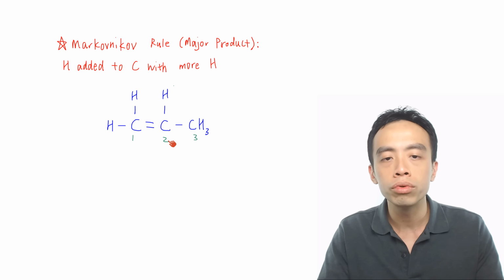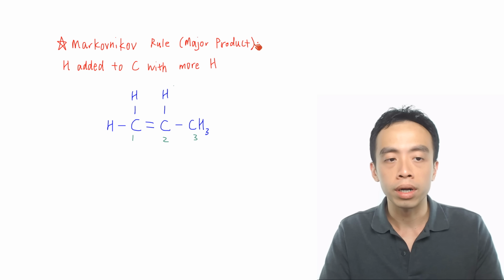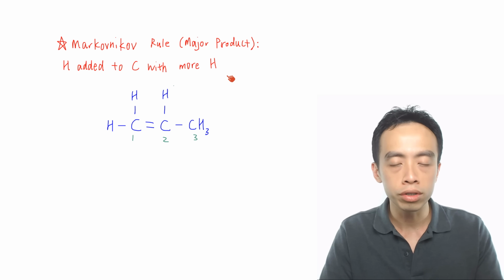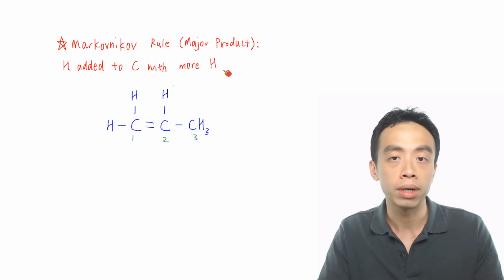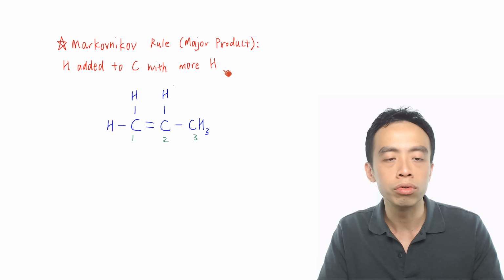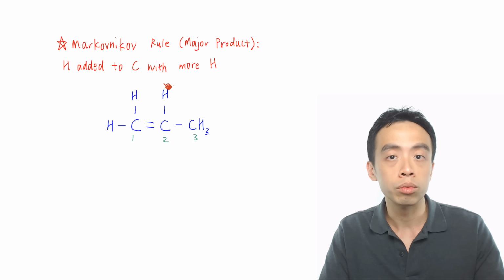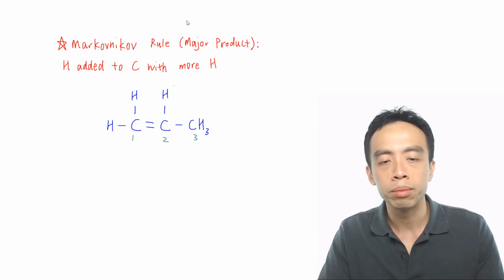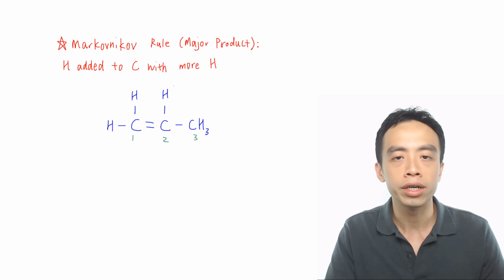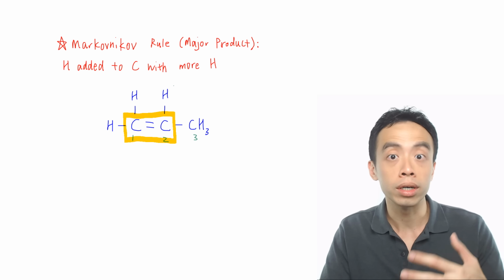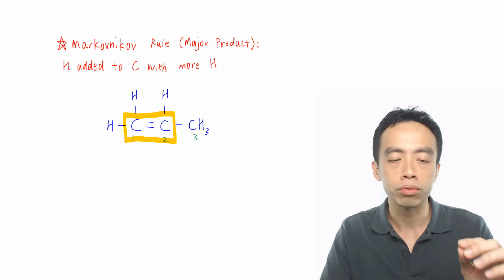Now, the Markovnikov rule says that for our major product, the hydrogen will be added to the carbon with more hydrogens. This rule is actually very easy to apply. Sometimes we call this the rich gets richer rule, because the carbon with more hydrogens will end up getting more hydrogen. To predict which carbon has more hydrogens, I can just box up my double bond. Then I have two different carbons, correct? So I can count the number of hydrogens attached to each carbon.